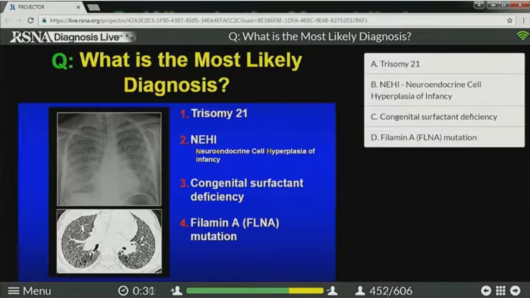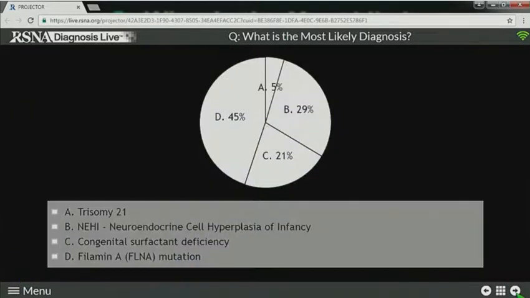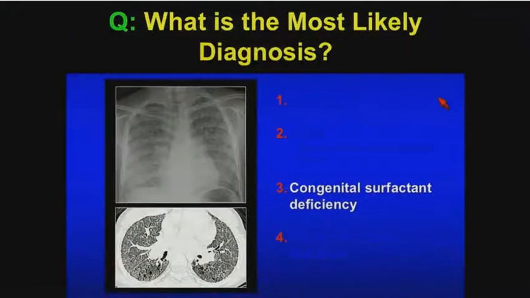Okay, so final answer. We're going to look at what we picked and then what the right answer is. I think most people picked filament A mutation, and some people picked trisomy 21, with a little bit of a split between B and C. The correct answer in this case was actually congenital surfactant deficiency.